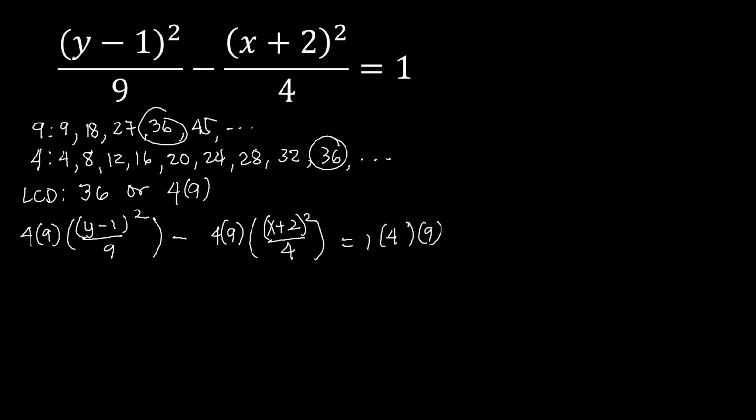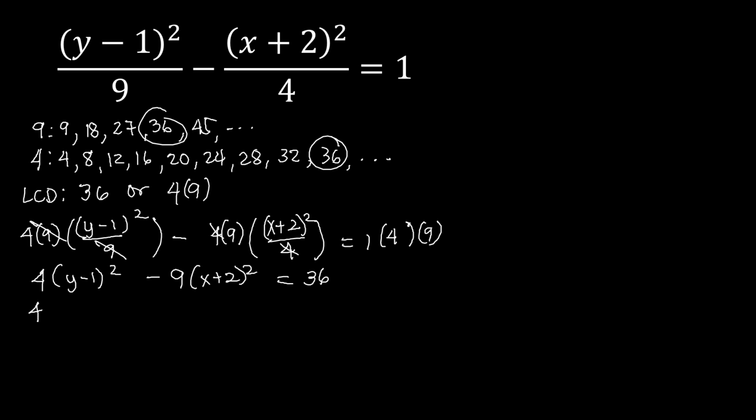Then we simplify, we cancel what we can cancel. So we are left with 4 times (y minus 1) squared. Minus, here we can cancel 4. We have 9 times (x plus 2) squared. That will be equal to 1 times 4 times 9, that is 36. So next one, we are to expand those that are squared binomials.